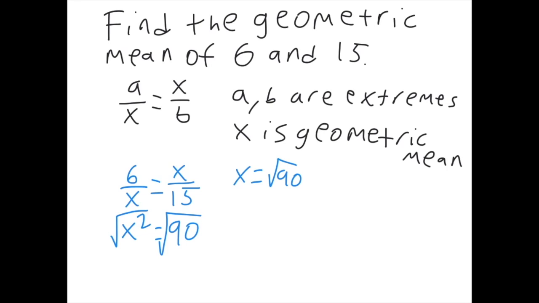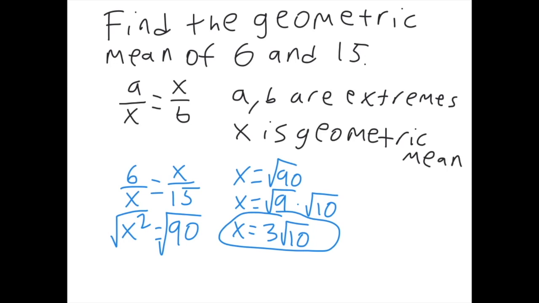Now the problem with that is we can simplify that, just like we did last class. So, square root of 90, to simplify that, remember, what's a perfect square you can take out of that? Well, it's actually right there, 9. So, x equals the square root of 9 times the square root of 10, since 90 divided by 9 is 10. So x equals square root of 9 is 3, and then square root of 10. So the geometric mean of 6 and 15 is 3 square root of 10.